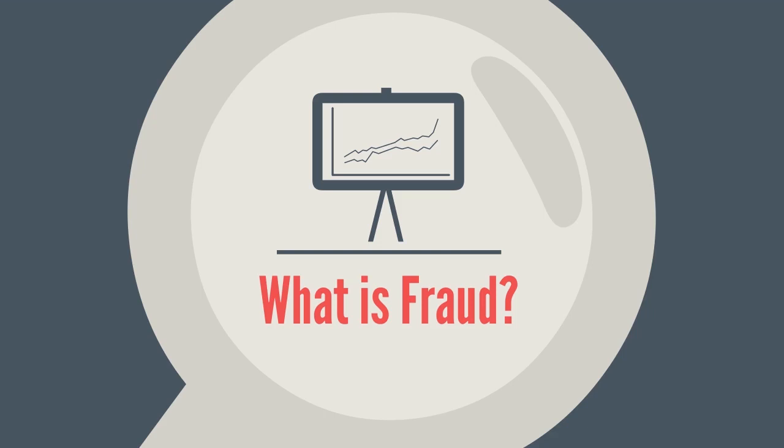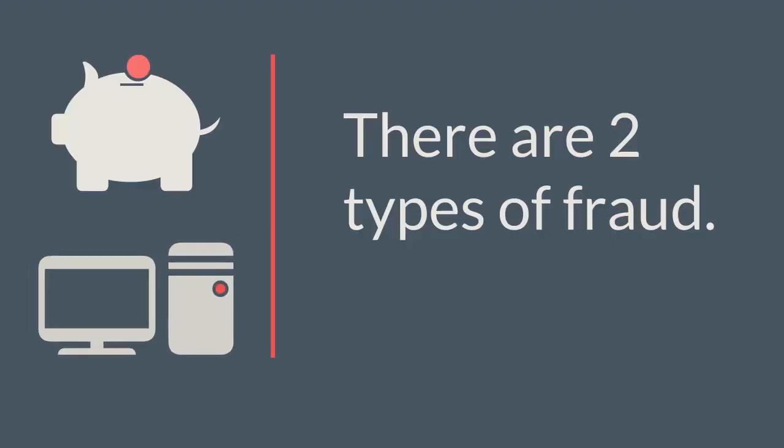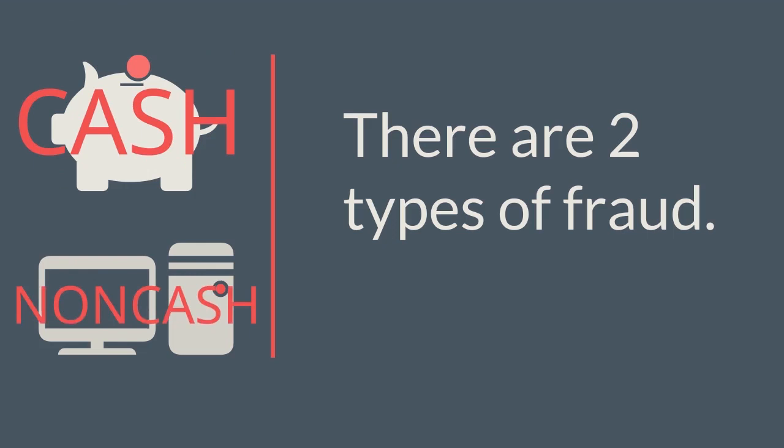What is fraud? Fraud is an intentional deception or misrepresentation made by a person with the knowledge that the deception could result in some unauthorized benefit to himself or some other person. It includes any act that constitutes fraud under applicable federal or state law. There are two types of fraud, and those are cash fraud and non-cash fraud.